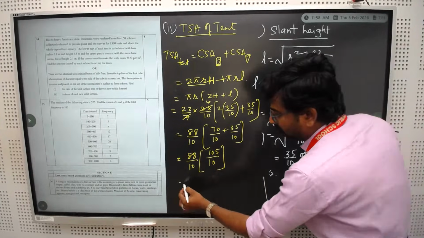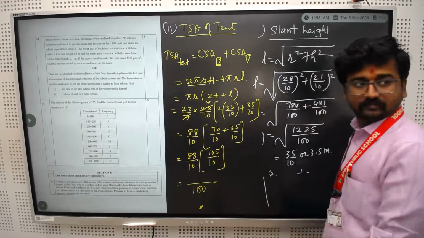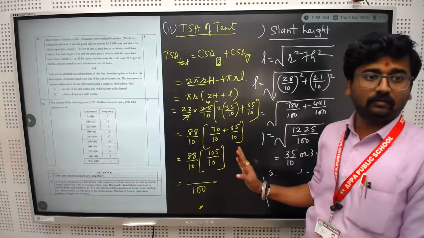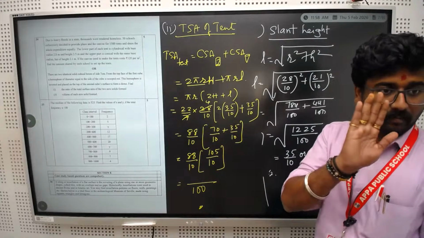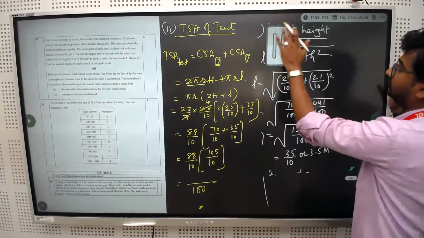Okay. Now note the denominator is 100. Multiplying 88 into 105 is challenging. But there is a technique.